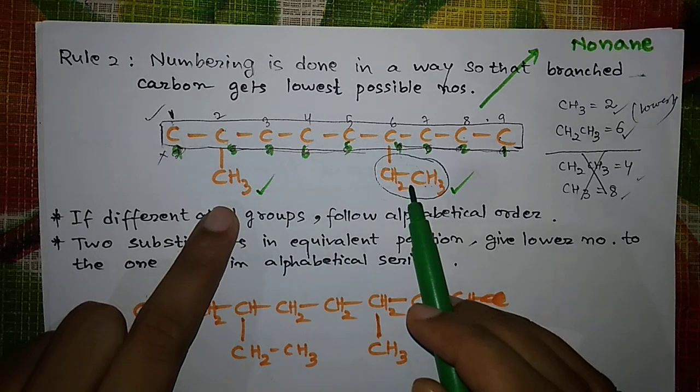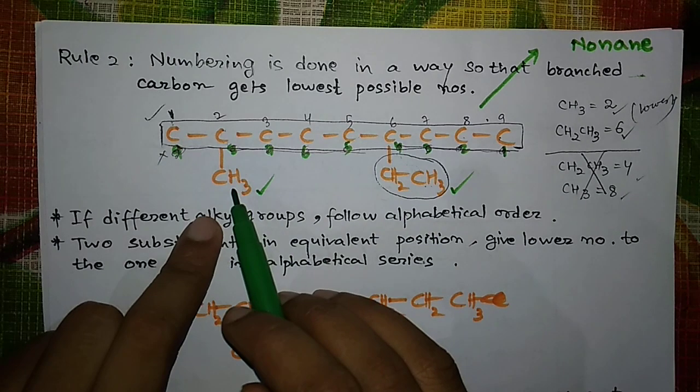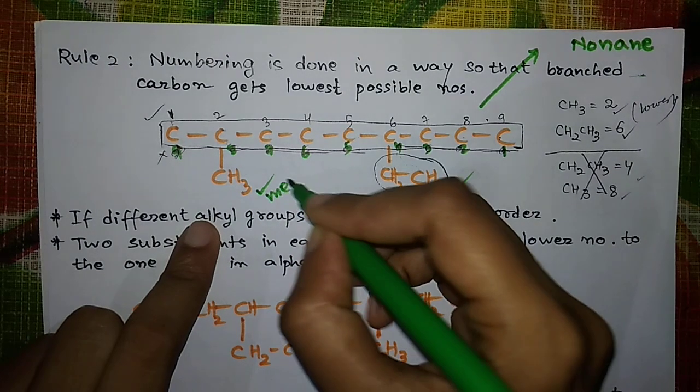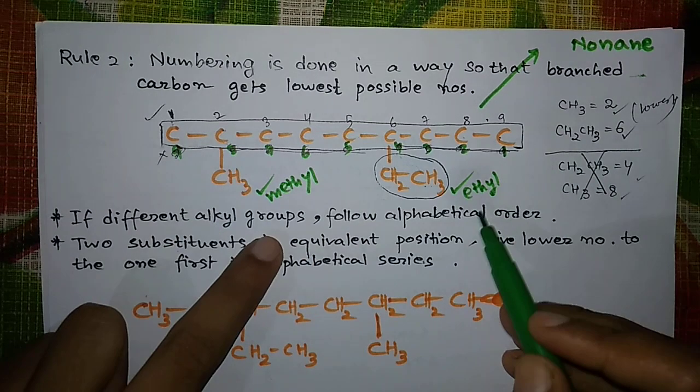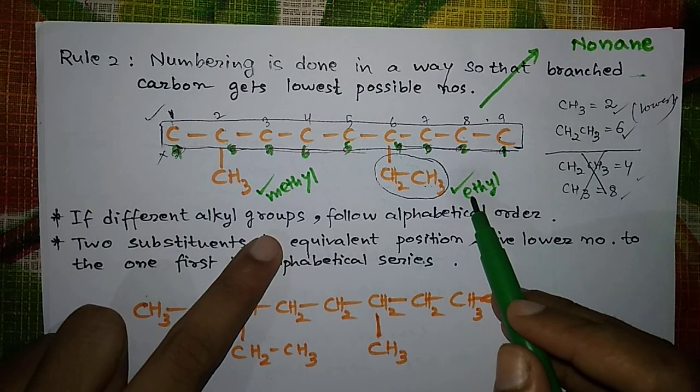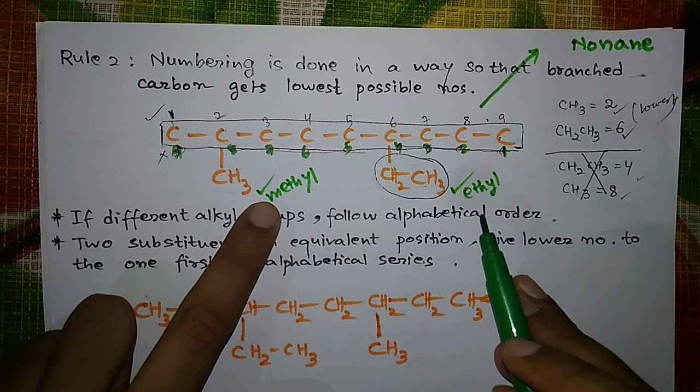In the alphabetical order. So you see, this is methyl and this is ethyl. So which comes first in the alphabetical order? It is the ethyl. So we will write ethyl first and then methyl. I think it is clear.